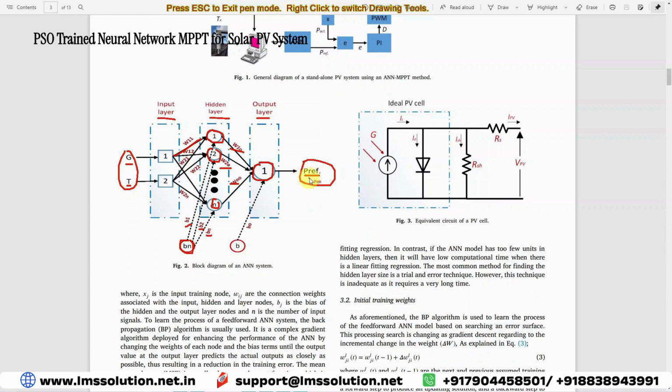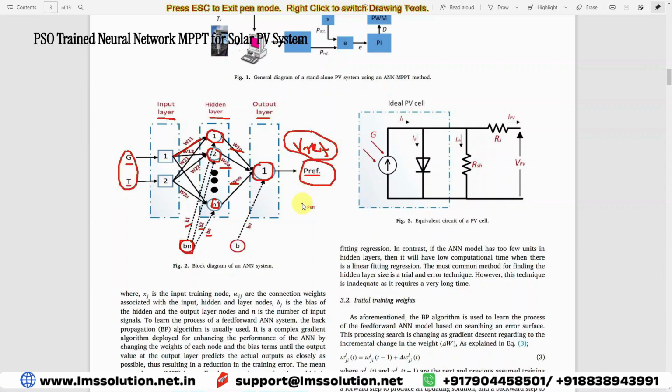Instead of power reference, you have to take V reference with this implementation. V reference is nothing but the voltage at maximum power point, which you have to calculate. That voltage at maximum power point is taken as the target value for training the neural network. Normally the weights and biases are optimized by the classical method, the LM method. The LM algorithm is used to train or update the weights in the neural network based upon input and output data.